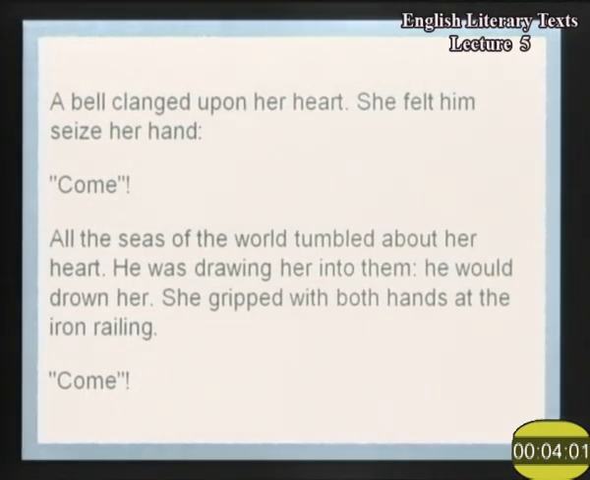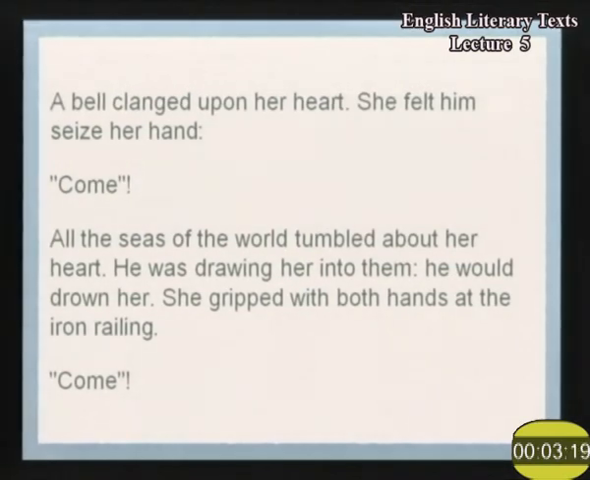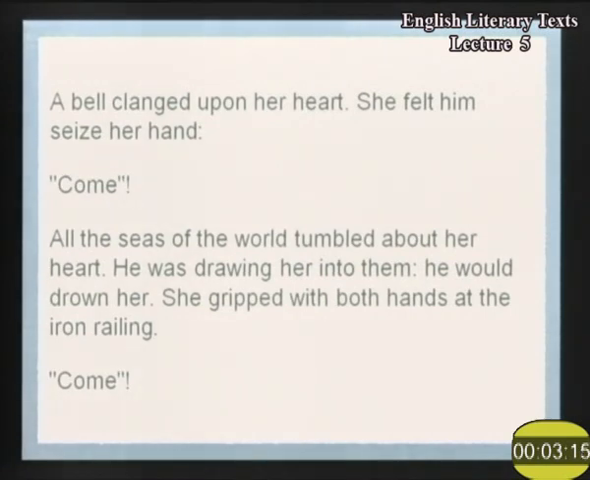All the seas of the world tumbled about her heart. He was drawing her into them. He would drown her. This is another image. She does not just feel that her heart is banging like a bell, but she feels that her heart is being invaded or being drowned by all the seas in the world. So she feels her heart is like perhaps a ship or a person who is drowning, and he, Frank, was drawing her into them, that is the seas, and he would drown her. So she is actually afraid of Frank. Now she feels that Frank is going to endanger her life.